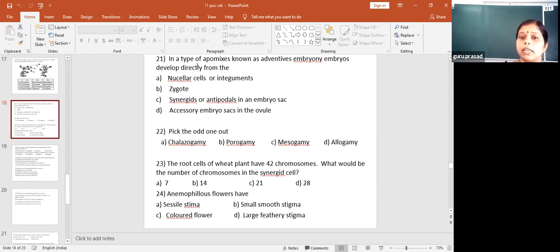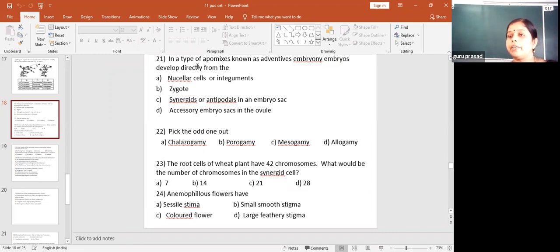See, the options are chalazogamy, porogamy, mesogamy, and allogamy. This one you have to know the concept first, then only will it become easy for you to select the odd one out. You can't answer unless you know what chalazogamy, porogamy, and mesogamy are. Okay, so what is chalazogamy?